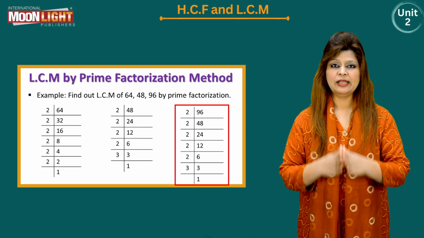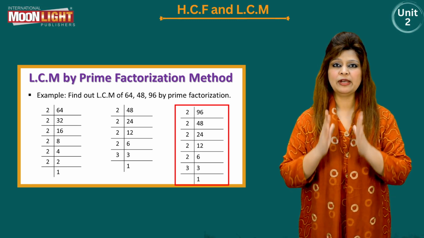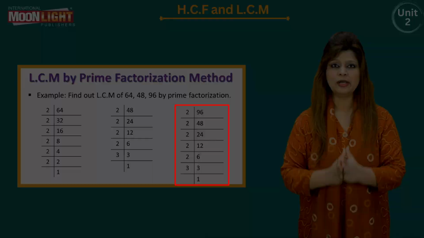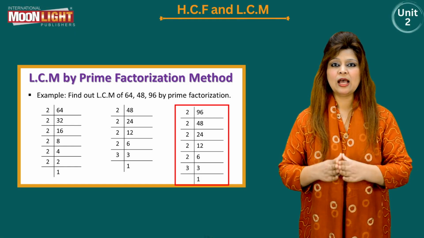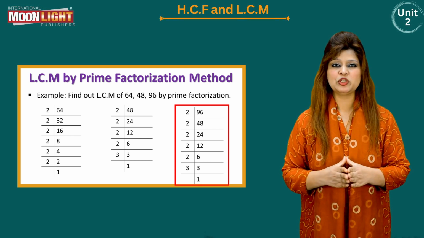Now this is the final number 1. So we are going to stop the procedure because there is nothing to be divided. Now we are going to take all of these numbers which are prime numbers and write them as a product of all prime numbers, as a prime factorization.